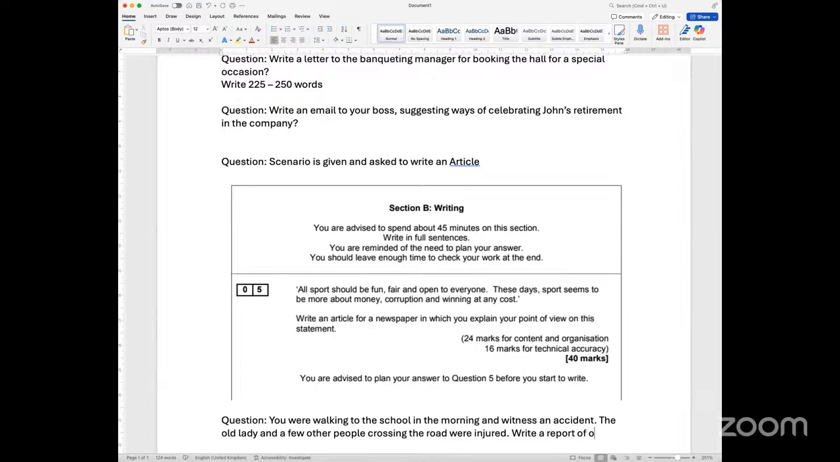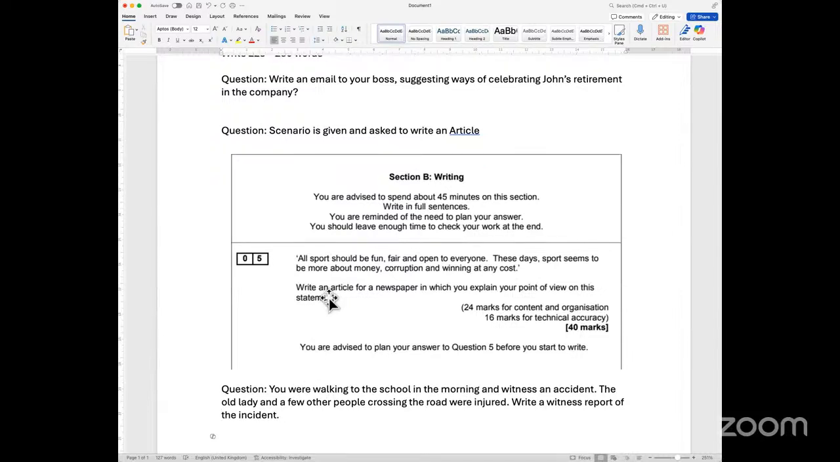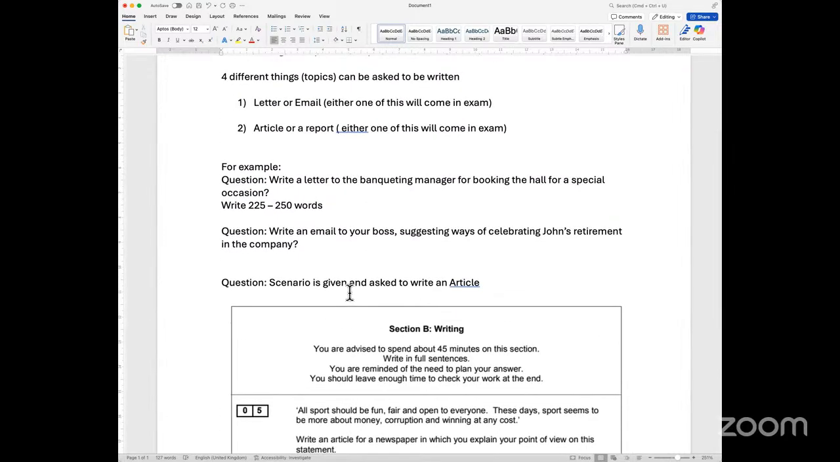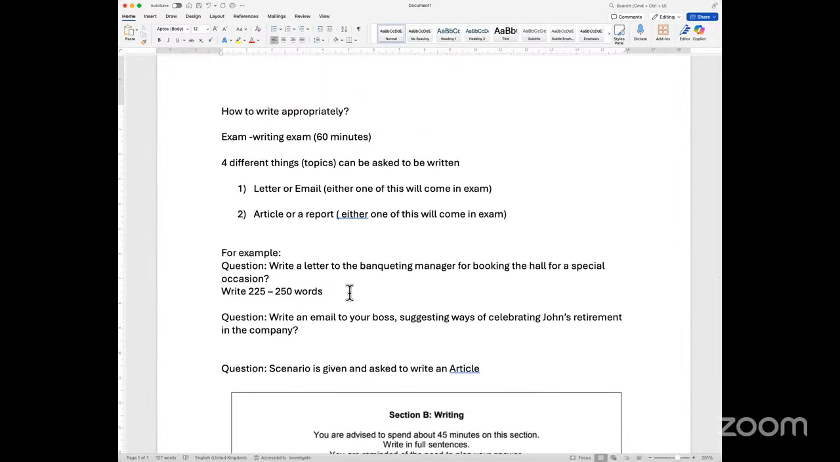Write a report of, say for example, the event, or rather, not an event, the incident. So here I would say, write a witness report of the incident. Now, these could be examples of the two questions that you might have to do. You don't have the choice of picking the questions, but the idea is that you have to write appropriately, obviously, because it's a writing test.